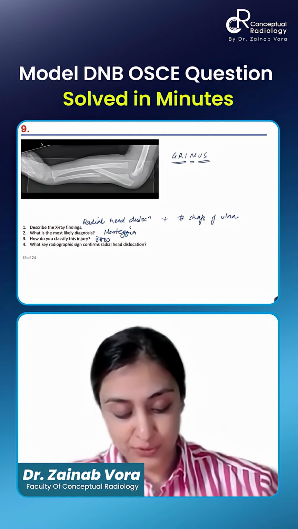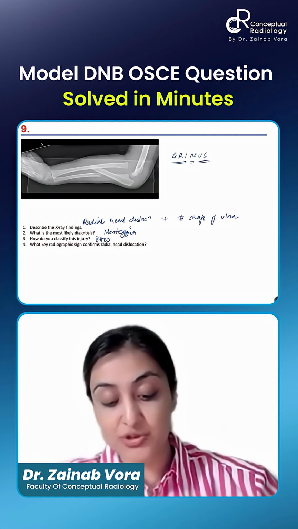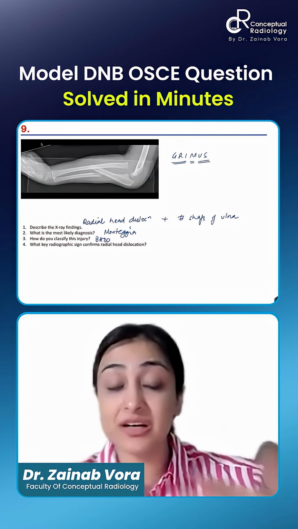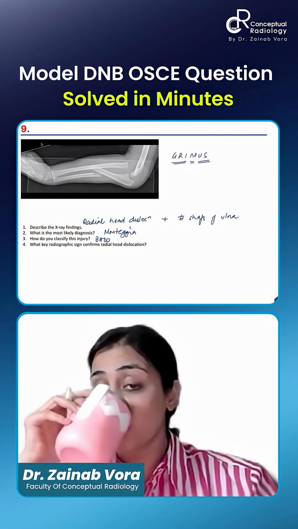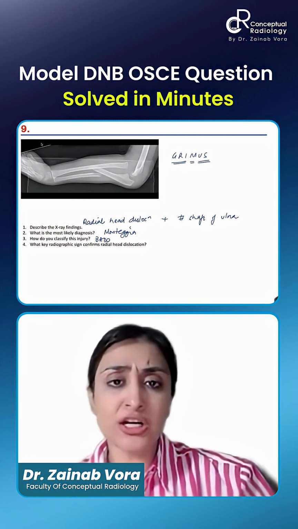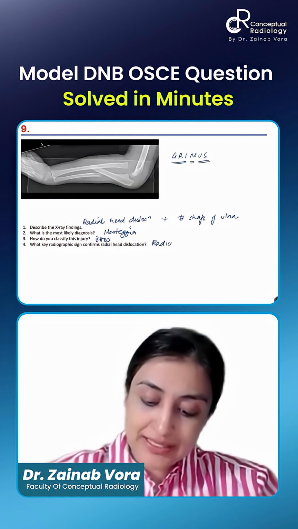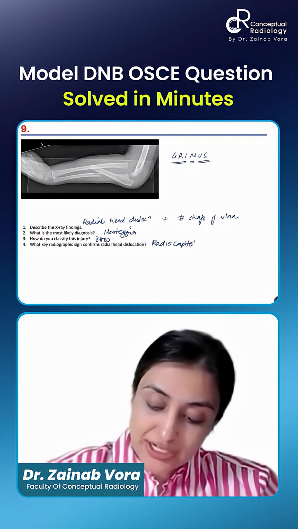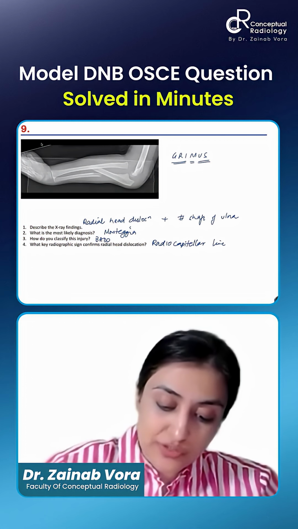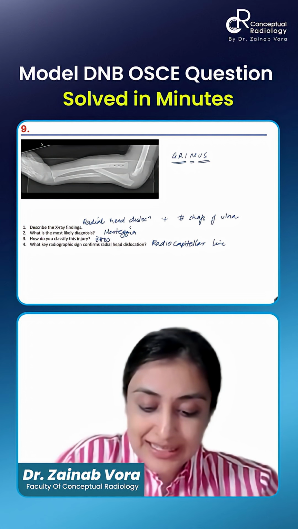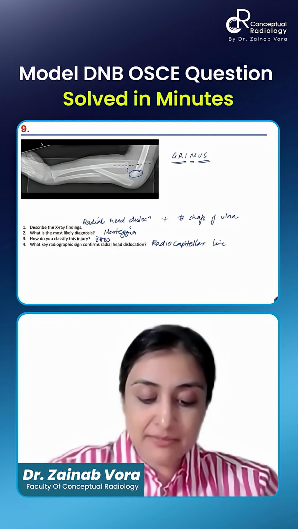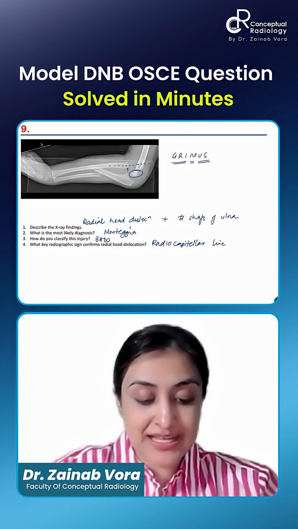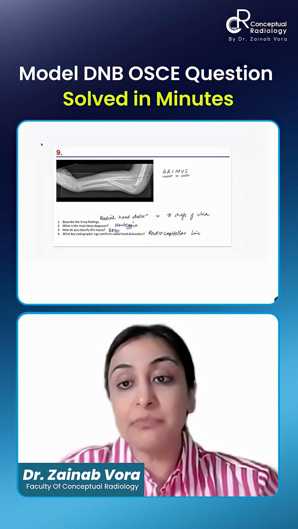Then, which key radiographic sign confirms radial head dislocation? Can you tell me a line that we draw to confirm radial head dislocation? So you draw a line which is called the radiocapitellar line. Very good. So the radiocapitellar line is what you will draw. Through the radial head, it should cut the capitulum. So you can see that this is much more anteriorly displaced. Hence, this patient is Bado type 1.